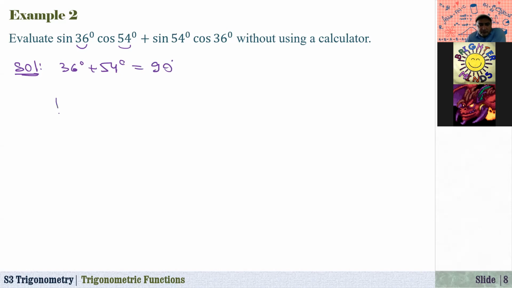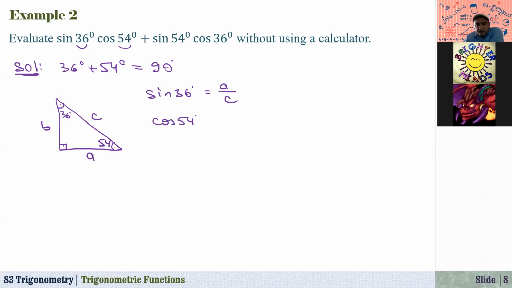Now, if you draw our reference triangle here, it's not drawn to scale. Suppose that this angle is 36 and this angle is 54, and suppose that this side is A, this one is B, and this one is C. I don't know the values of A, B, C. Now what is sine of 36? Sine of 36 is equal to A over C. And how about cosine of 54? Cosine of 54 is equal to adjacent side over hypotenuse, that is A over C.